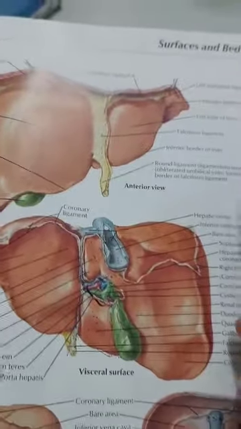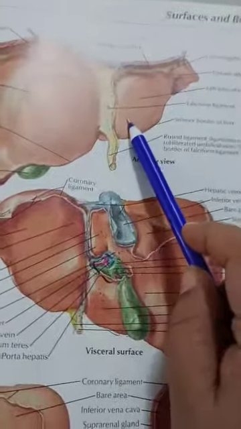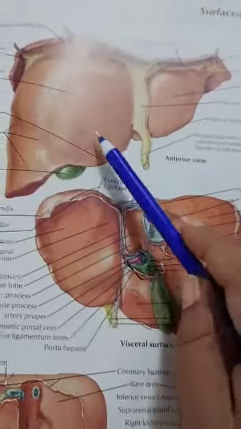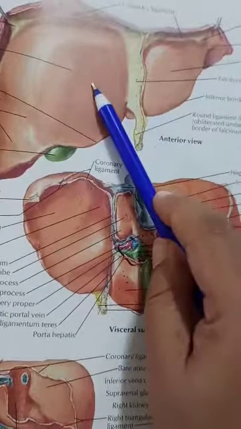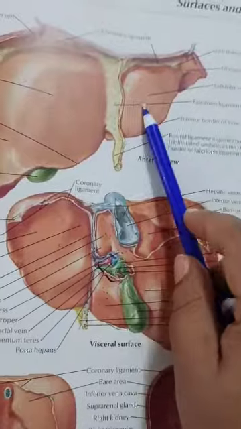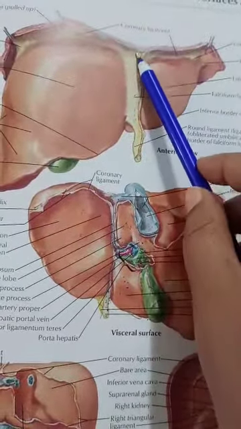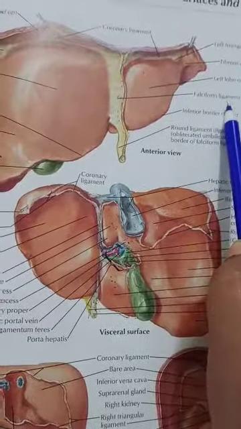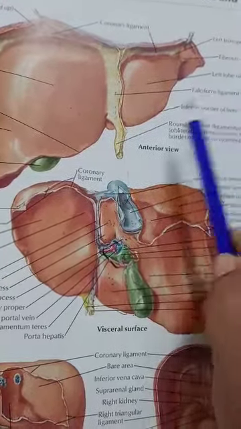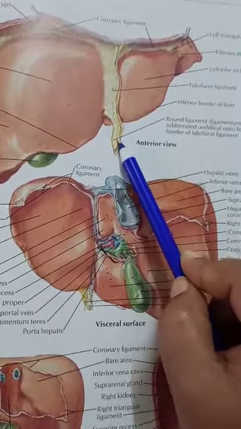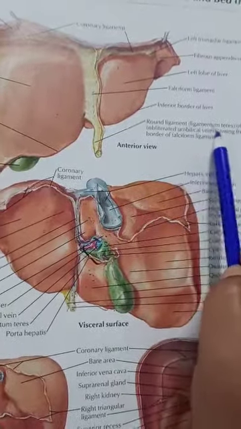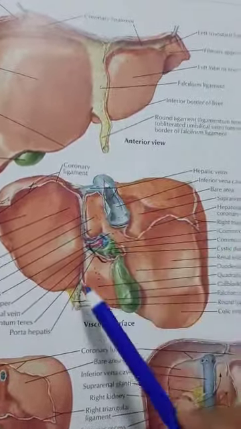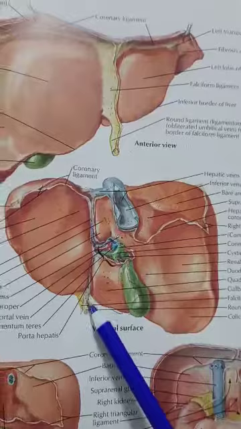The liver is mainly divided into a right and left lobe by three ligaments. This is the right lobe and this is the left lobe. Anteriorly, these two lobes are divided by a ligament known as the falciform ligament. Then inferiorly we can see another ligament, known as the ligamentum teres, or round ligament.